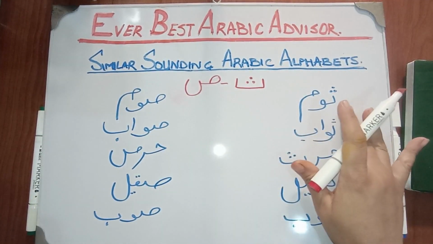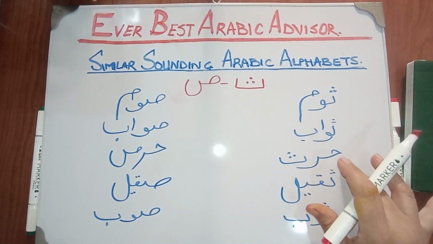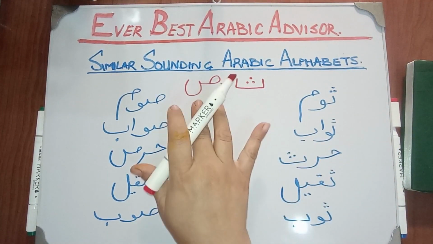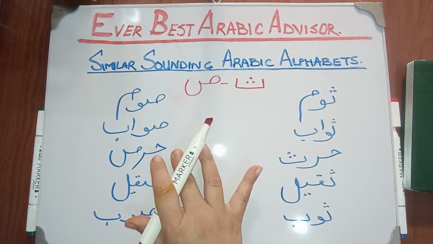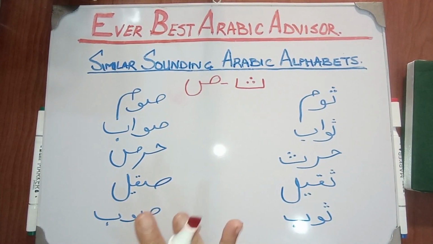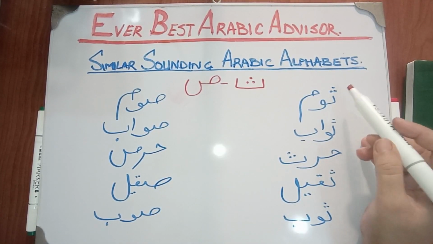Sa: Saum, Sawab, Hars, Saqil, Saub. Sod: Saum, Sawab, Hars, Saqil, Saub. This is the difference. Do practice after me if you want to be a pro. Now let's move to the words by meaning.